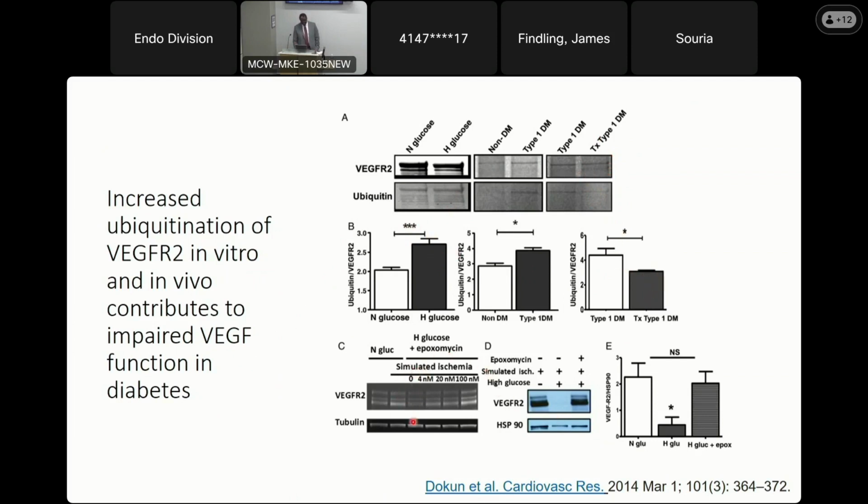This is probably the more important slide here. In vitro, looking at endothelial cells, you see that there's decreased VEGF receptor expression. But if you use an inhibitor of ubiquitination in a dose-dependent manner, you can actually see restoration or preservation of the VEGF receptor. That's probably better shown here, where hyperglycemia or high glucose treatment of the endothelial cell results in loss of VEGF receptor 2 expression. Inhibition of ubiquitination restores that expression.